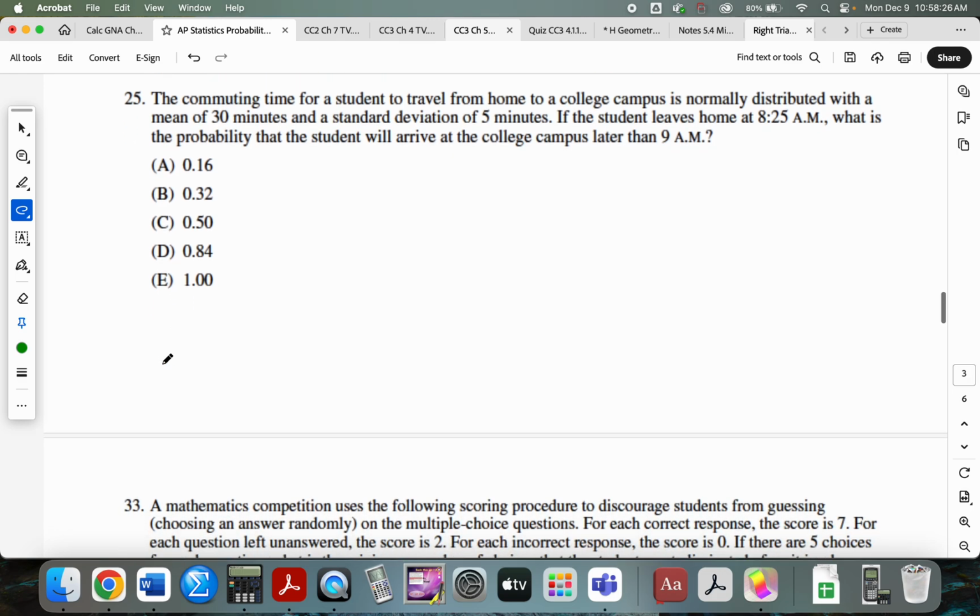All right, the commuting time for a student to travel from home to a college campus is normally distributed with a mean of 30 minutes and a standard deviation of 5 minutes. If the student leaves home at 8:25, what is the probability that the student will arrive at the college campus later than 9 a.m.? Everyone should be grabbing their calculators at this point because it told you it was a normal distribution.